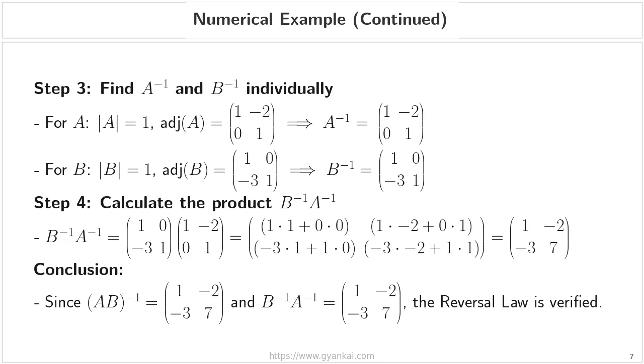To reach our conclusion, notice that the result we just calculated for B inverse times A inverse is exactly the same as the inverse of the product AB that we found back in the previous slide. Since both sides equal the matrix 1, -2, -3, and 7, we have successfully verified the reversal law.